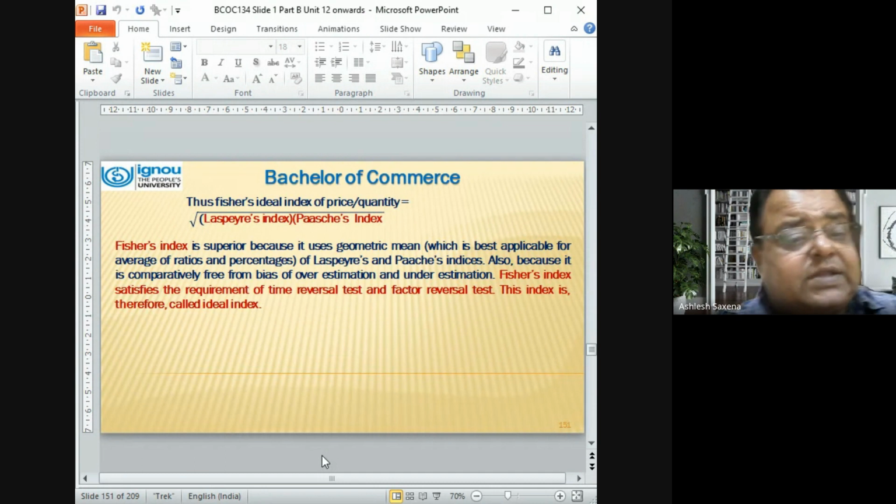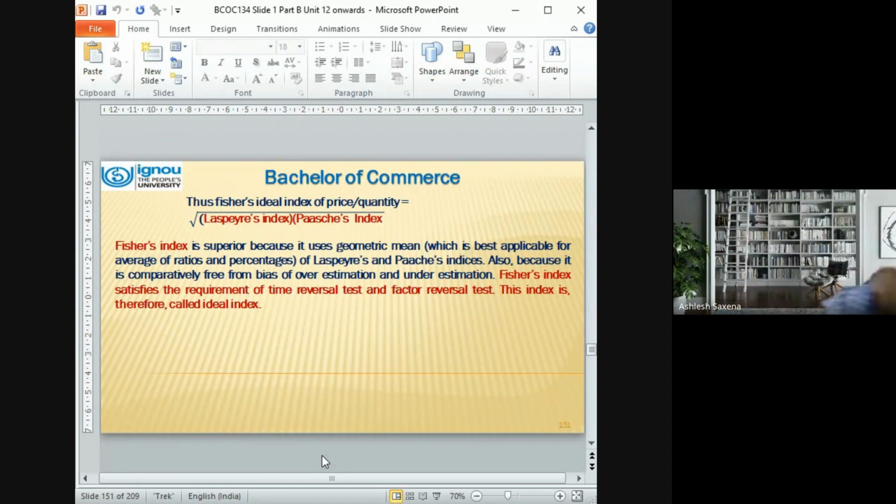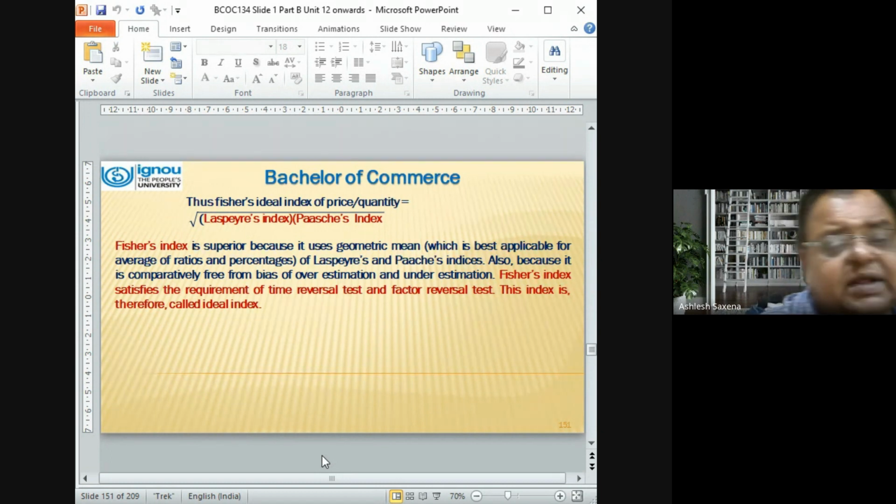The Fisher index is superior because it uses the geometric mean of the Laspeyres and Paasche indices. Also because it is comparatively free from the biases of understatement and overestimation. The Fisher index satisfies the requirement of more universal tests, such as the time reversal and factor reversal tests. The index is therefore called the ideal index.